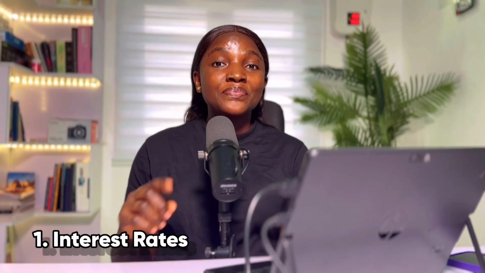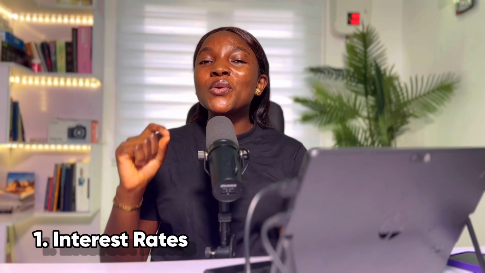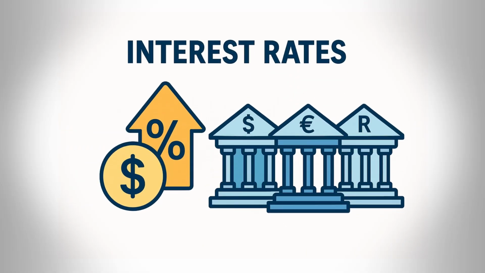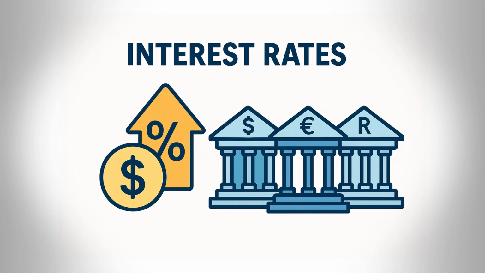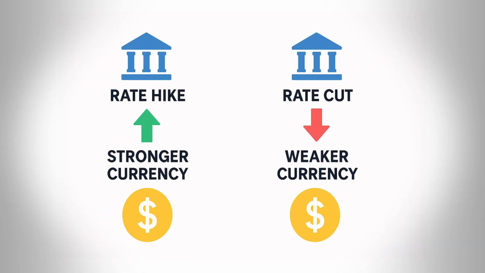So now, let's talk about the most important indicators. First, we have interest rate, and interest rate is one of the single biggest drivers of a country's currency value. Every country has a central bank, like the US Federal Reserve, the European Central Bank, the South African Reserve Bank. And their job is to keep the economy stable, and one of the ways they do this is by controlling interest rates. Here's the logic.